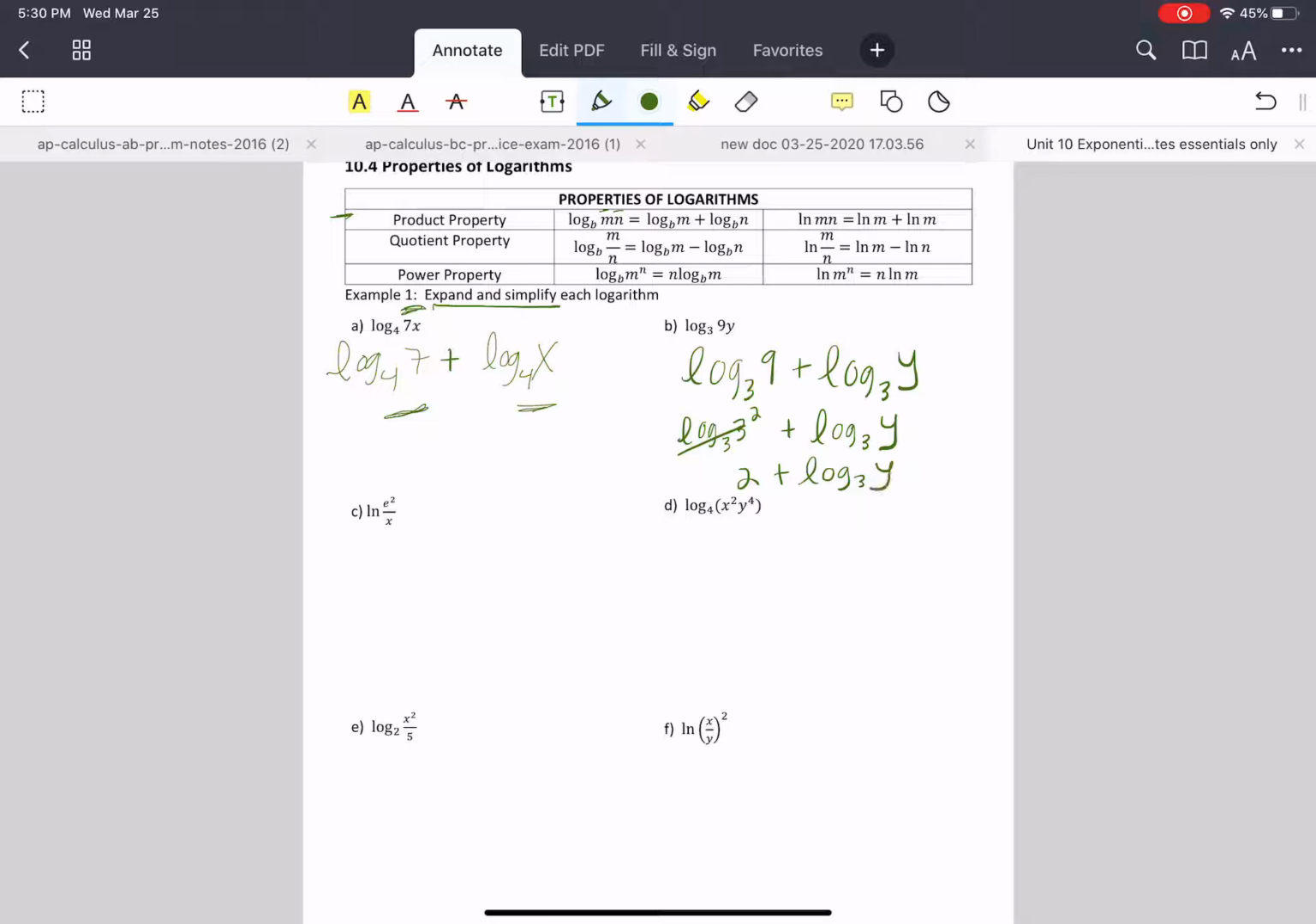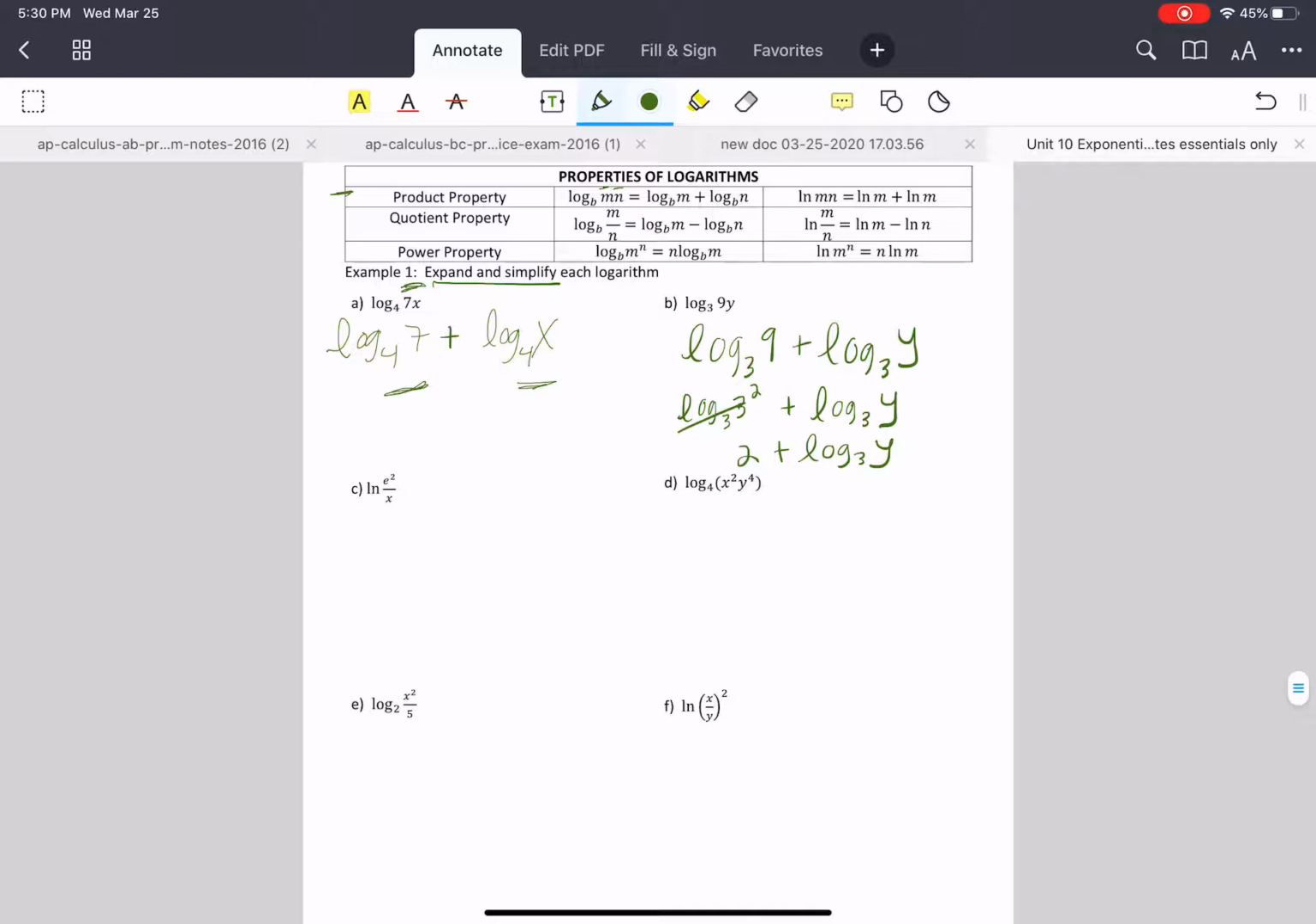Remember, the answer to the log is the exponent. What exponent do you put on 3 to get to 9? Well, that's a 2, so that's where we get the 2 right here. Now, if you want a refresher on that, that was what last time's lesson 10.3 was all about, on how to evaluate the logarithms.